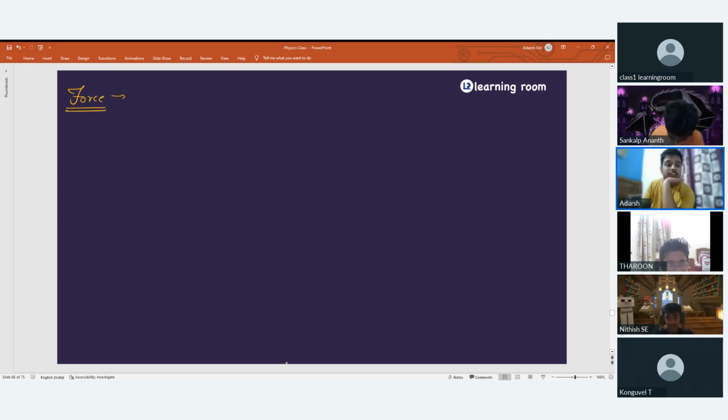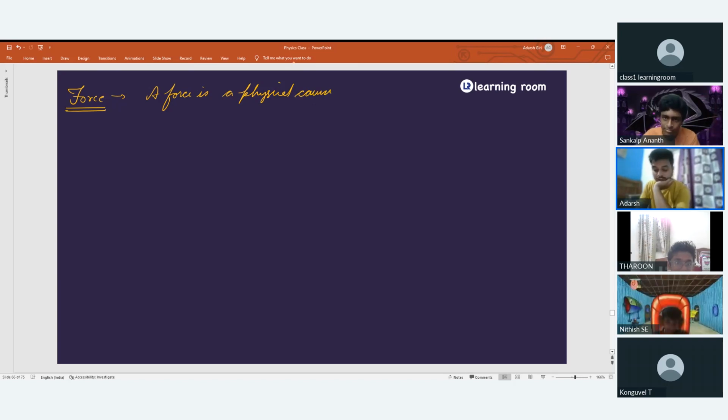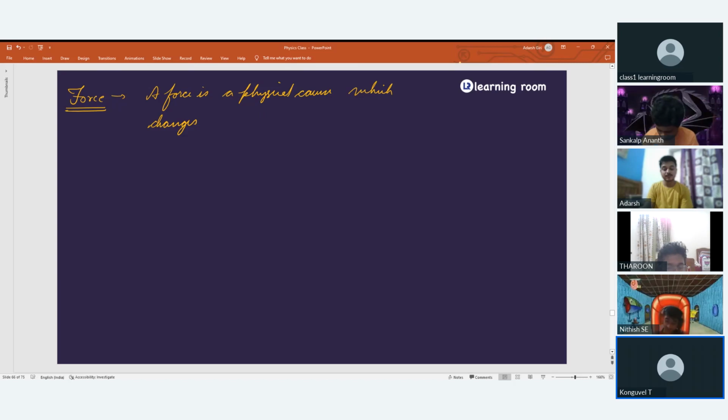As Nitish was asking for a definition, I got a definition like this. Of course, force is a physical cause which changes or tends to change. That means it's not necessary that whenever you apply force, something changes. You cannot push a wall and move it, because even if you apply the force, it tends to change.